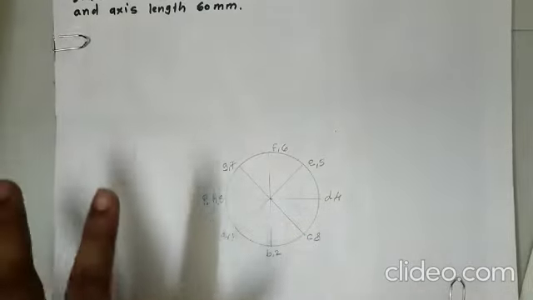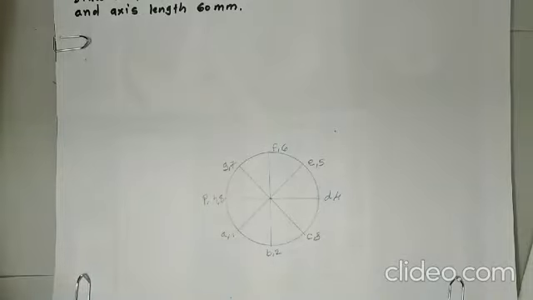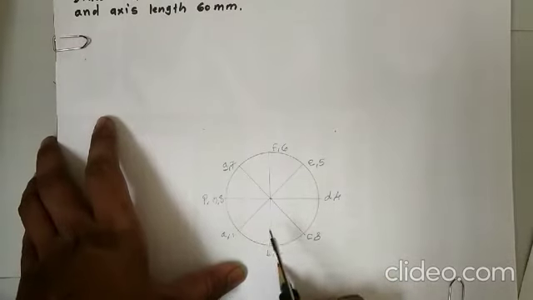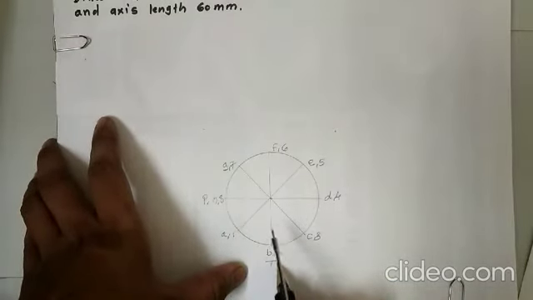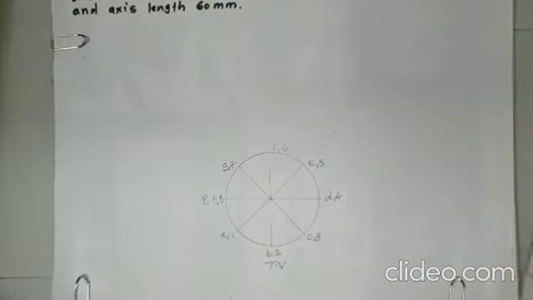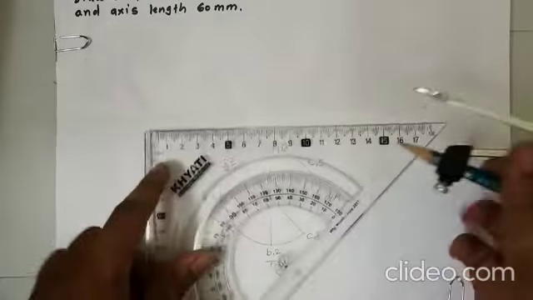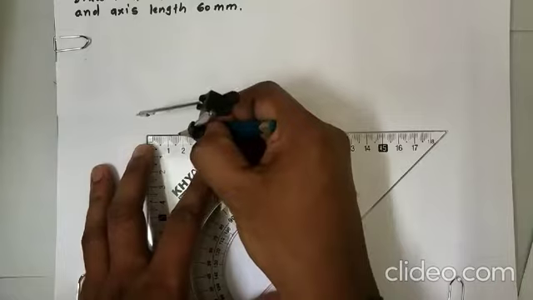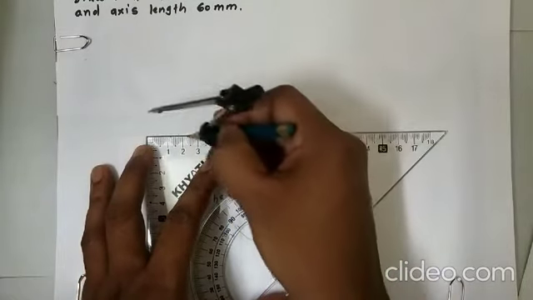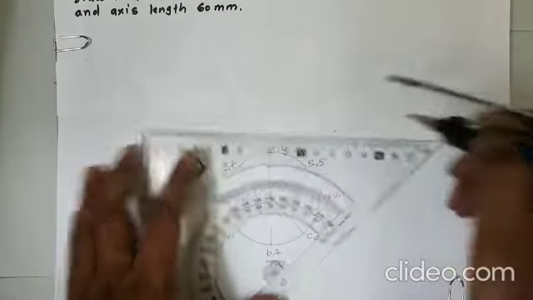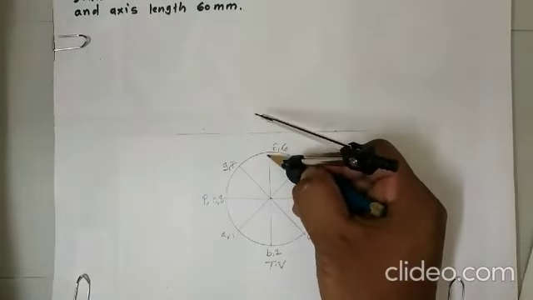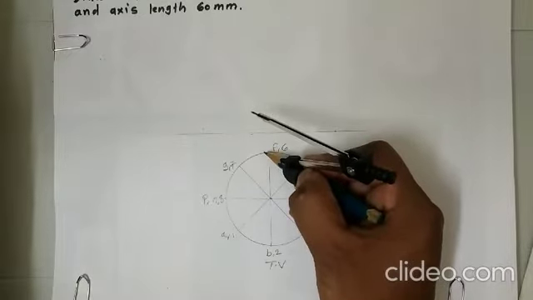Okay, so the top view we have drawn. Our aim is to draw the front view. So this is our top view. Next, draw one reference line. You can take any distance from this point to this point.